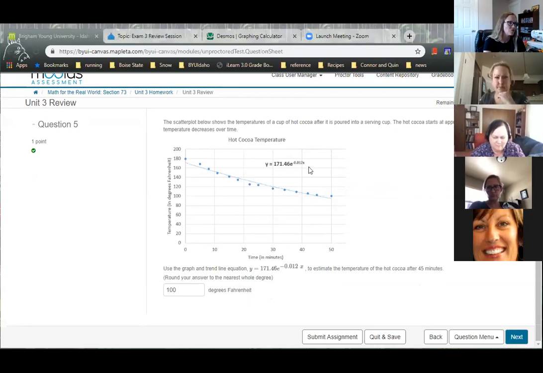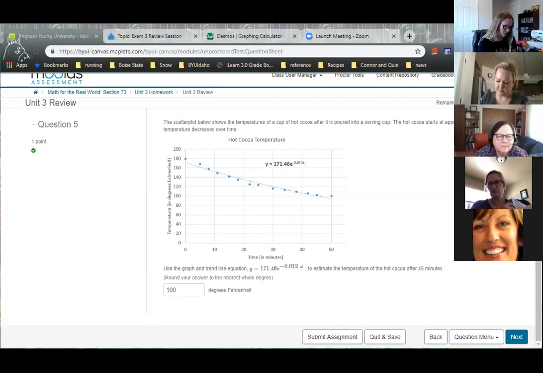Okay, so I've got this trend line. Temperature is going to be my output, so my Y value, and number of minutes is my X value, my input value in this equation. So that's where I want to put that 45 minutes. I'm putting that in for X. Order of operations says I want to do that negative 0.012 multiplied by my X, 45 minutes, to start with.